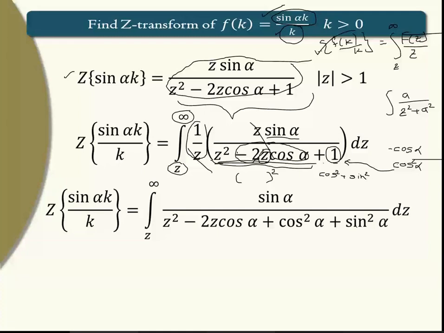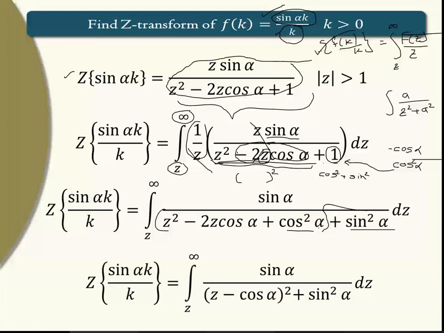Now, if you look at these first 3 terms, z square minus 2z cos alpha plus cos square alpha, this is nothing but square of z minus cos alpha. Because if you take the square of this, it becomes z square minus 2z cos alpha plus cos square alpha. Now, we can use this formula. Instead of a, we have sine alpha. Instead of z, we have all this term. And this is a square.